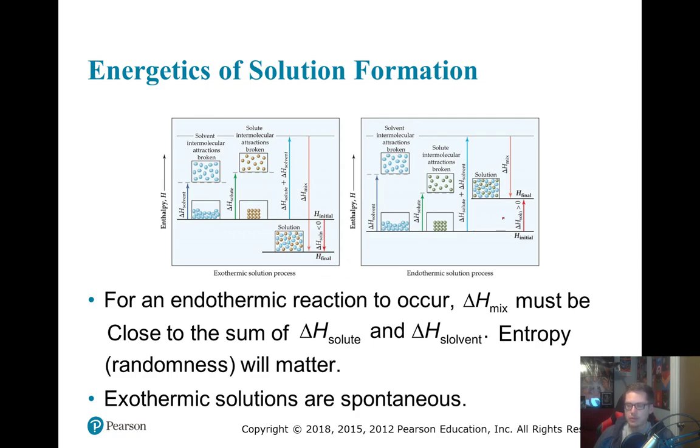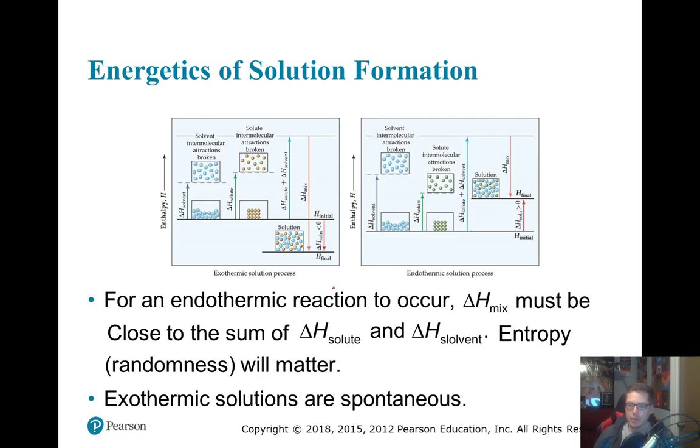Endothermic reactions work very much the same way. Notice that you've got your solvent and your solute, and they add up to be this value up here, and then you've got your delta H of the mixture. It's still exothermic, but it's significantly less exothermic than these were endothermic. So overall, it's an endothermic process. You have this delta H, and notice that it's greater than 0 because it had to take energy in.